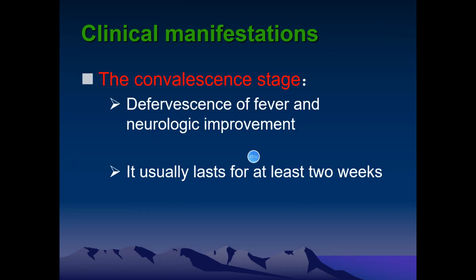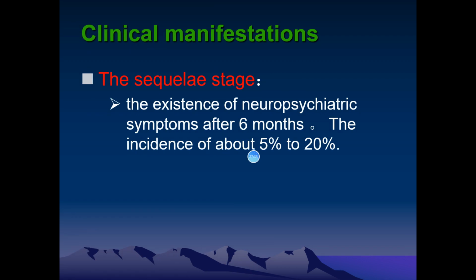The convalescent stage: there is defervescence of fever and neurological improvement. It usually lasts for at least 2 weeks. The sequelae stage: among the severe cases, about 5% to 20% will have sequelae. If neuropathological symptoms persist after 6 months, we call it the sequelae stage.